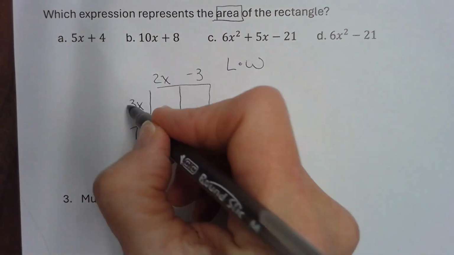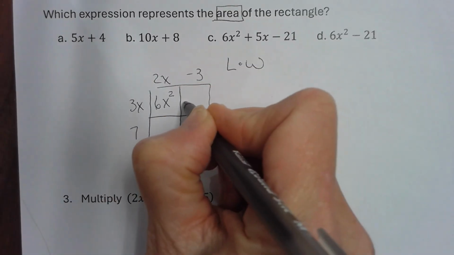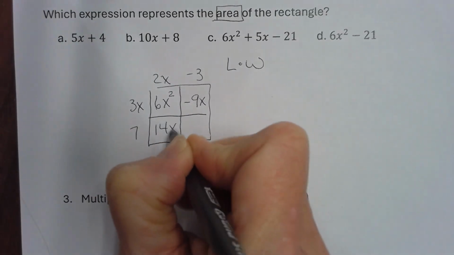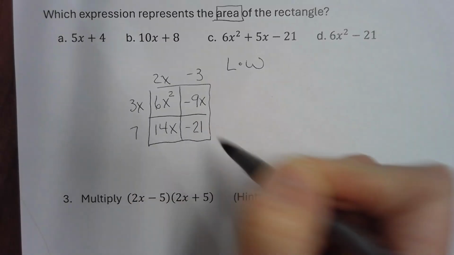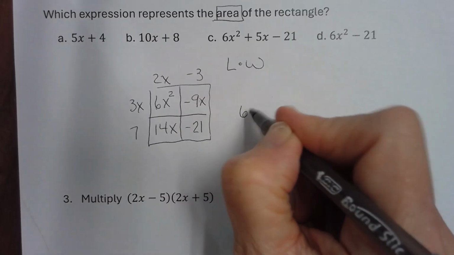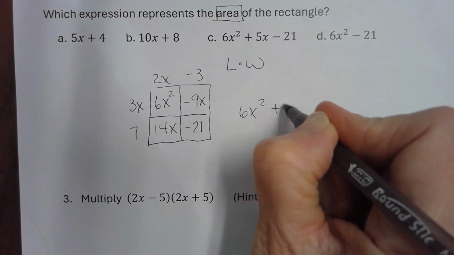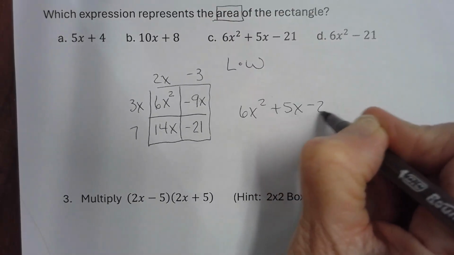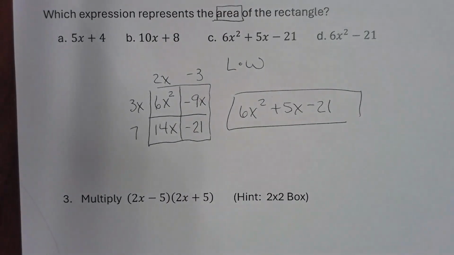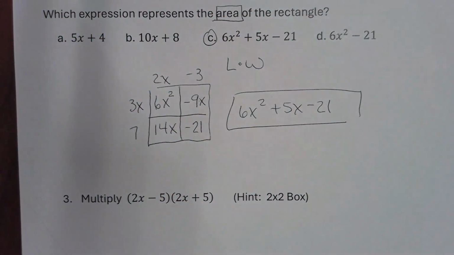We multiply coefficients and add powers, so I'm going to get 6x squared, negative 9x, positive 14x, and negative 21. And now I can combine the x terms. When I combine the x terms, I get a positive 5x. And I bring down the other terms. There is the expression for the area, 6x squared plus 5x minus 21. So the answer was C.